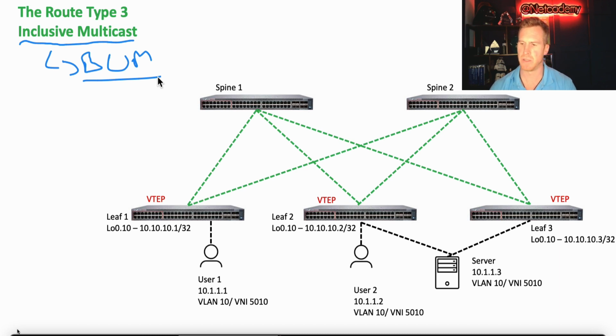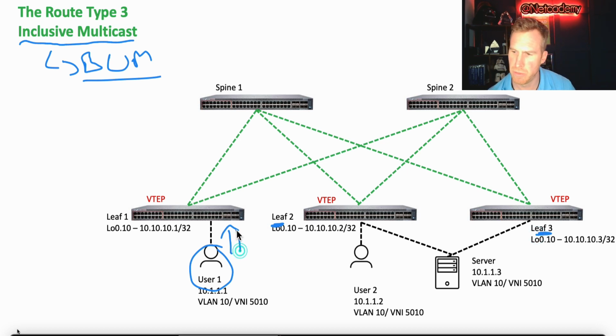How is this different to the type 2 that we've just gone through? Well, in the last section, what we discussed was user 1 sent a frame up to leaf 1. Leaf 1 learns its MAC address and basically then advertises that learned MAC address along with the ESI, VLAN, VNI, next hop, route distinguisher, route target, etc. All those contents of the route type 2. It would advertise all of those attributes via the update message to both leaf 2 and leaf 3 so that they learn about user 1's existence.